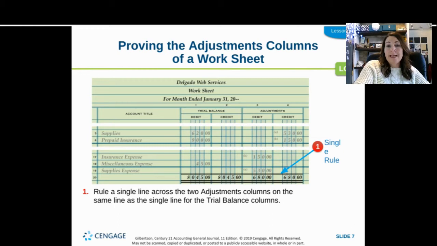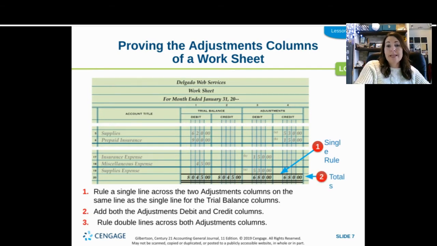Then you would draw a single line to show that you're going to be doing math, and then you're going to draw your double rule across to show that your debits and credits equal.